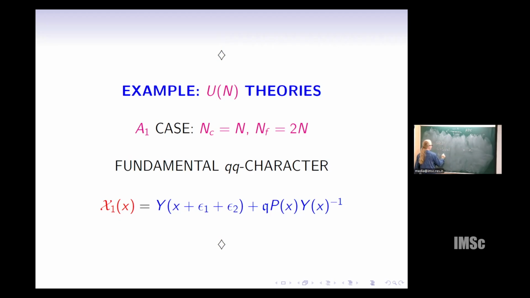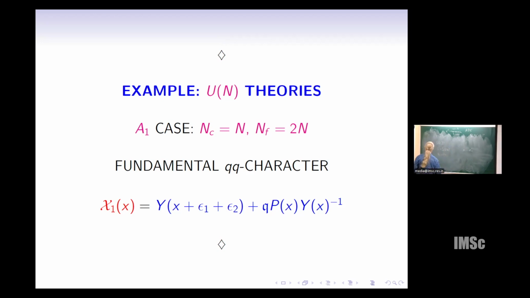There are 2N flavors of fundamental hypermultiplets, and this factor of 2 makes the beta function vanish. In this case, this fundamental QQ character, this combination of the Y observable plus a correction which cancels poles in expectation values, is a relatively simple expression. It's just Y plus the instanton factor times a polynomial whose roots are the masses of these fundamental hypermultiplets, divided by Y. So the claim is that the poles in one expression cancel the poles in another expression.